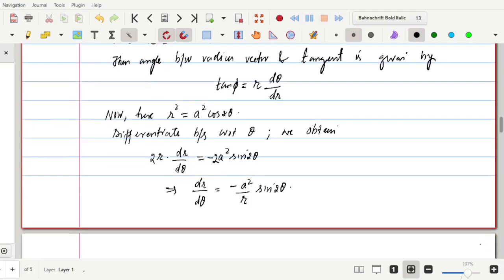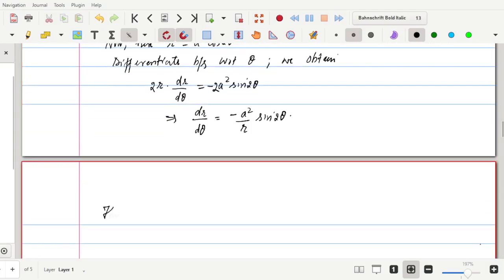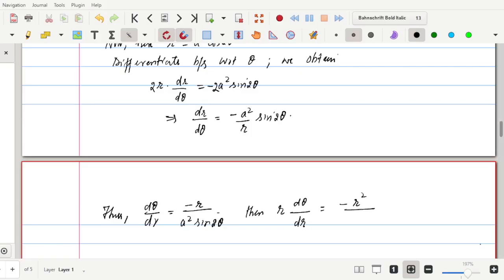Now we need to evaluate d theta by dr, which is the reciprocal of this. So this will be equal to minus r divided by a square sine 2 theta. Then for r d theta by dr, we will multiply this equation on both sides by r, and we get minus r square divided by a square sine 2 theta. Since we need to find the value of r d theta by dr, we multiply both sides by r to obtain exactly r d theta by dr.